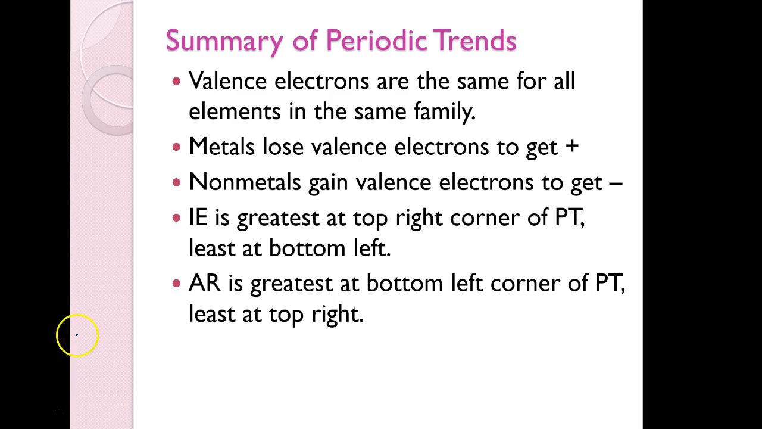So a quick summary, valence electrons are the same for all the elements in the family. Metals lose their s and p electrons to get a positive charge. Nonmetals fill up the s and p to get a negative charge. Ionization energy is greatest at the top right, least at the bottom left. Atomic radius is greatest at the bottom left and least at top right. They are definitely inversely proportional.